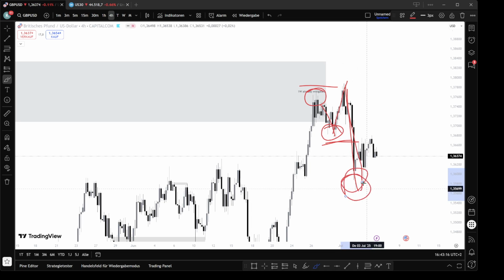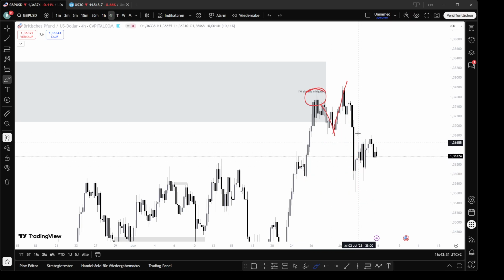Just for the fact that price formed this lower low here and this 4R demand zone was not even respected and did not even give us a reaction, it's telling us suppliers are in control. Let me clear the charts. Basically, here is the change of market structure.